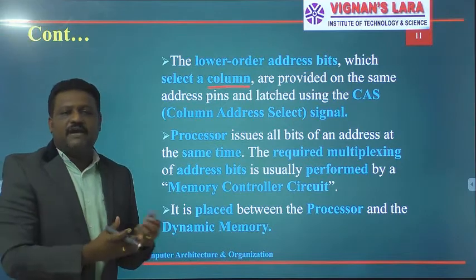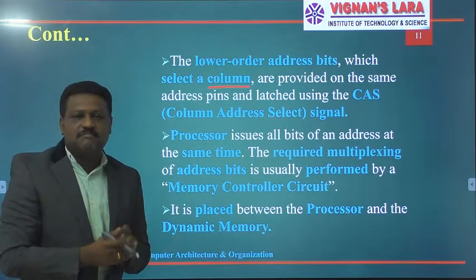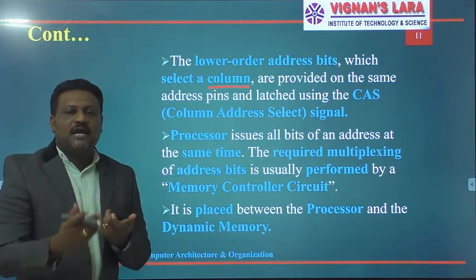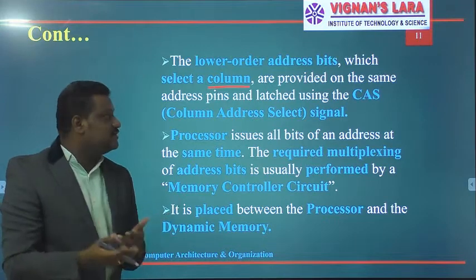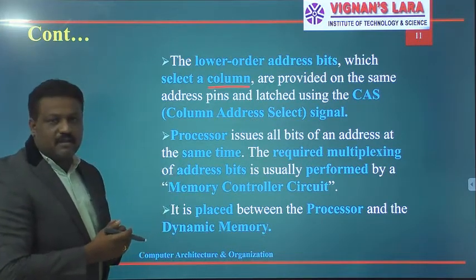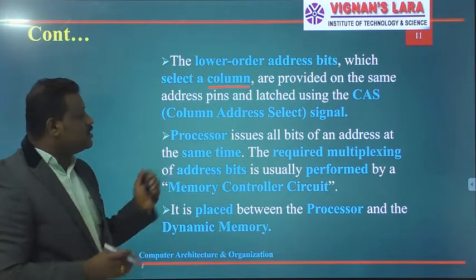For the row, we have a latch that can be enabled with the help of the RAS signal, which is nothing but the row address selection signal. And similarly, the latch we have for selection of columns, we select with the help of the column address signal. That's important. I already told you that the processor issues all bits of the address at the same time.